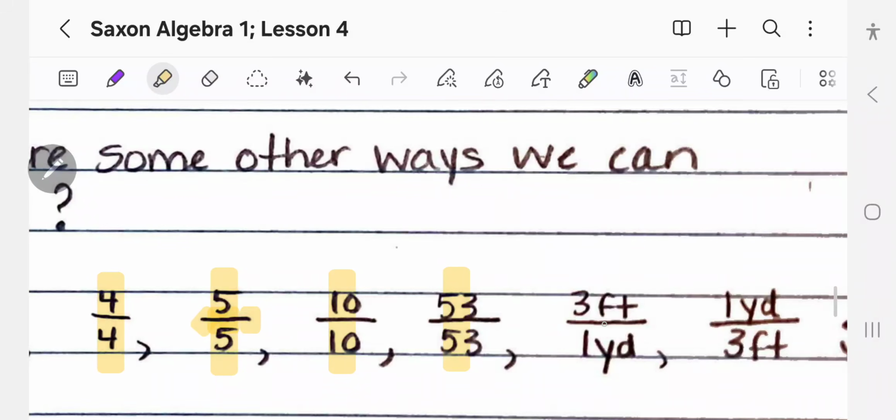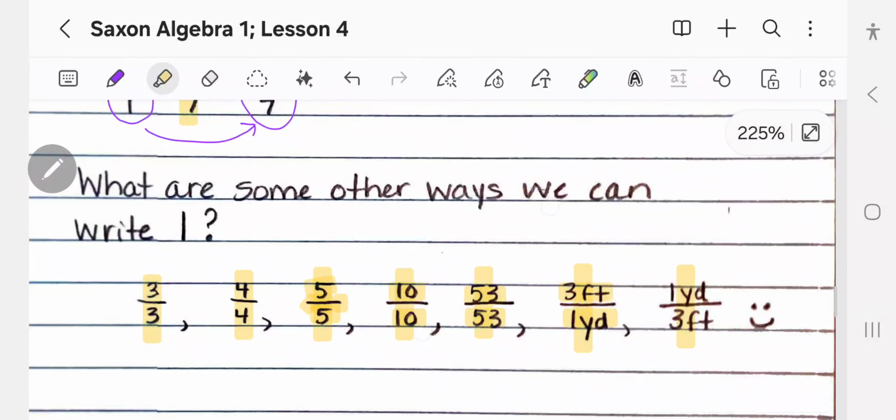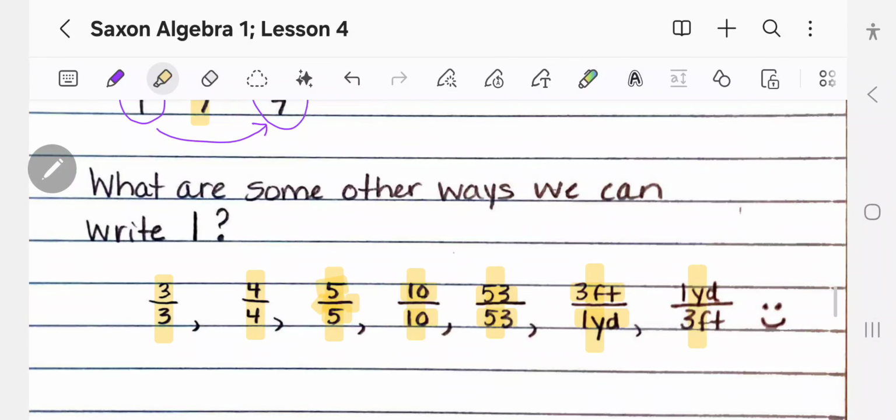What about this one? 3 feet over 1 yard. Hold on, that doesn't look the same, does it? 53 is equal to 53. 10 is equal to 10. 5 is equal to 5. Look at this. 3 feet is equal to 1 yard. And since the numerator and denominator are equivalent, they don't necessarily look the same, but they're equivalent, this is equal to 1. And if you flip it over, 1 yard over 3 feet, that's a 1. So there's lots of different ways we can write a value equivalent to 1.